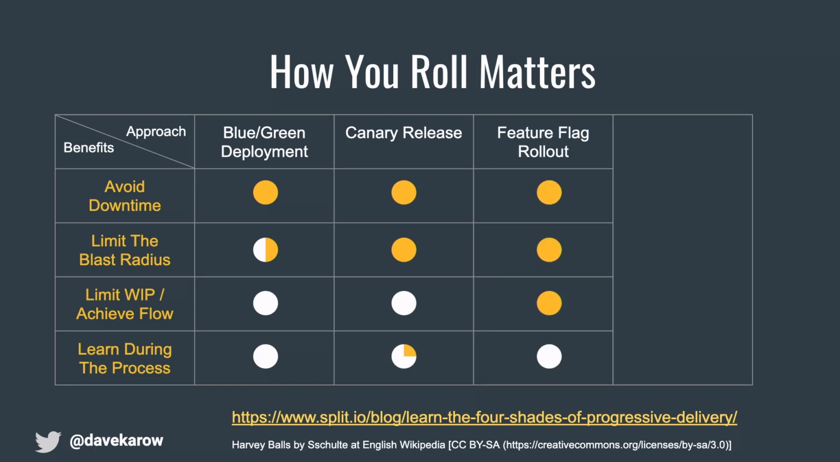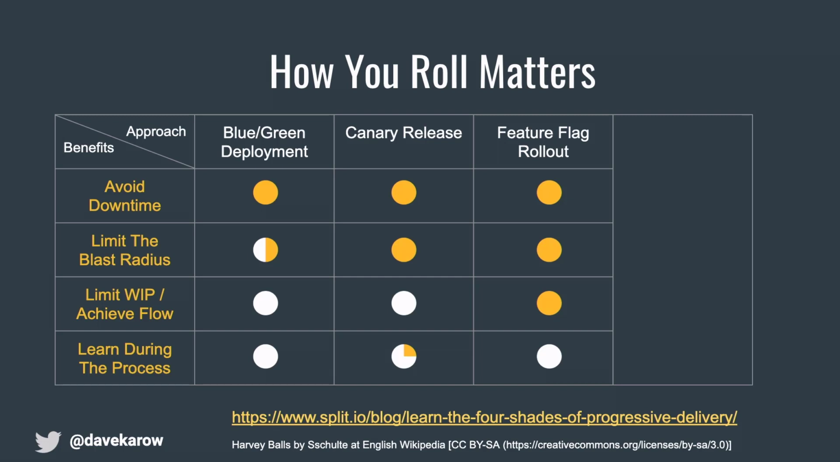Feature flag rollout. So with feature flag rollout, you actually deploy code turned off, and you turn it on whenever you want for as many users or as few as you want, and you can use attributes for who should get this feature, or just random or whatever, and ramp it. So it lets you avoid downtime because you can actually push a feature out and have it off, right? Limit the blast radius. It checks the box really well here because I can start with 1% and 2% and 3%, and if I see problems, I can roll it back.